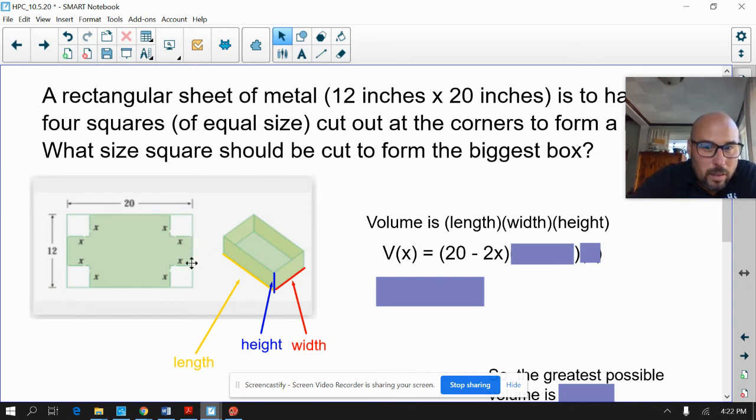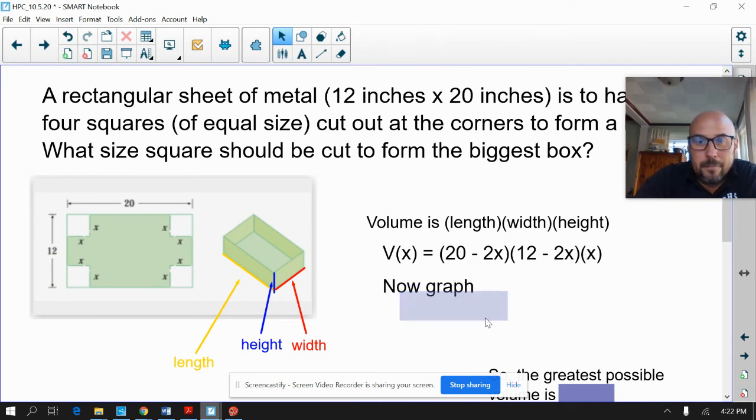And then what about the width? How wide is this? Well, it's definitely under 12 because this original was 12 inches long. And I cut out an x here and I cut out an x here. So now this remaining portion is 12 minus 2x. And then what's the height? Well, when you fold these up, can you see how this x distance gets folded up and it becomes the height? So there's the height. And I've got the volume. I've got length times width times height.